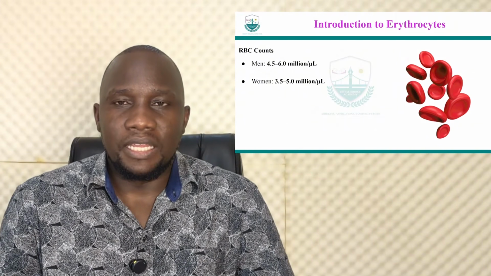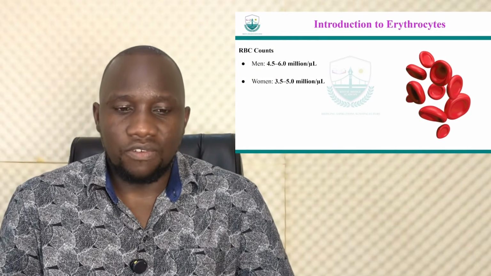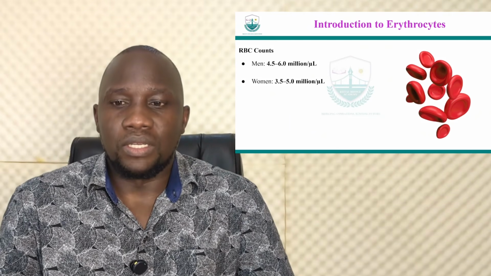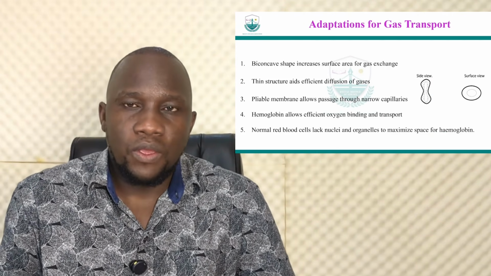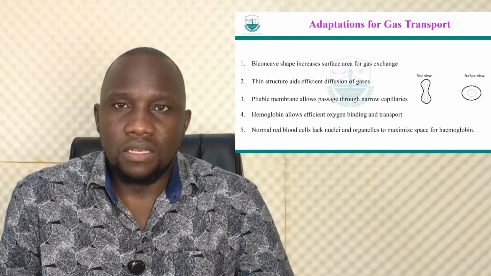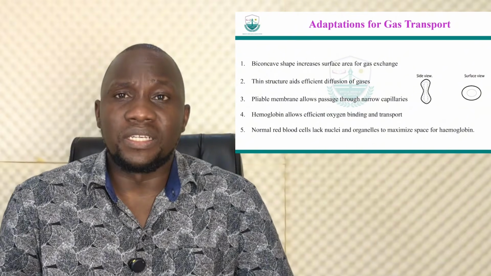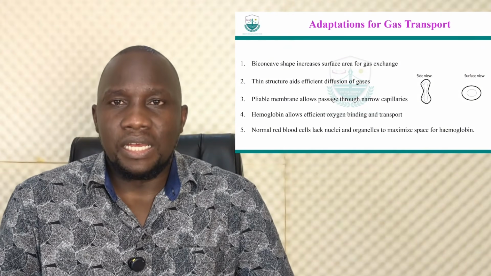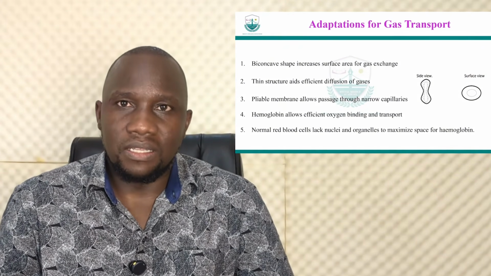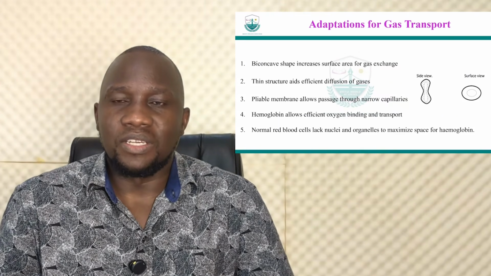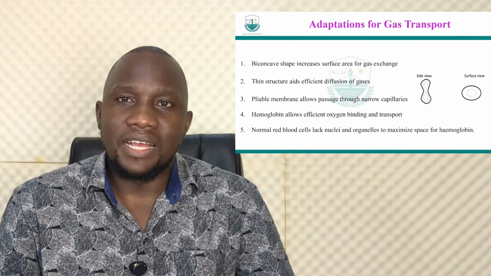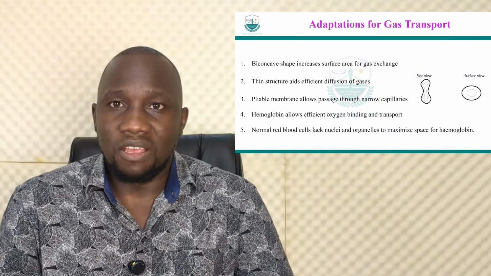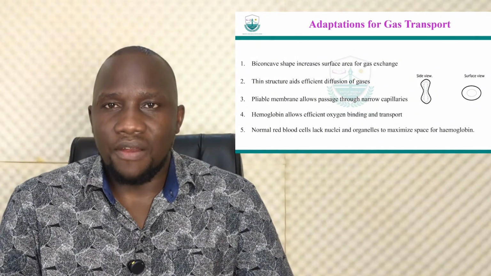And then also in women, you can find 3.5 to 5 million red blood cells per microliter. Okay, so we talked about two adaptations earlier on. One was related to the fact that the red blood cells are numerous, and that means that they can carry sufficient oxygen. Two is that they are biconcave, which increases the surface area for attachment of these gases.